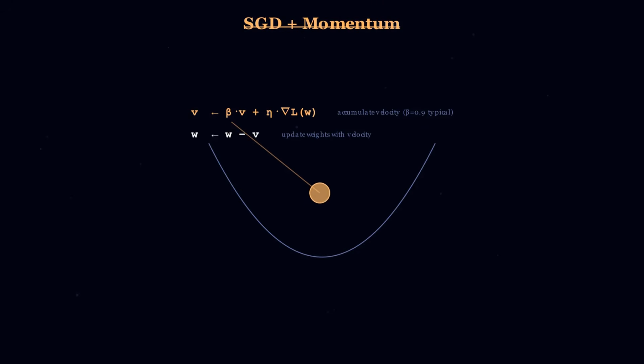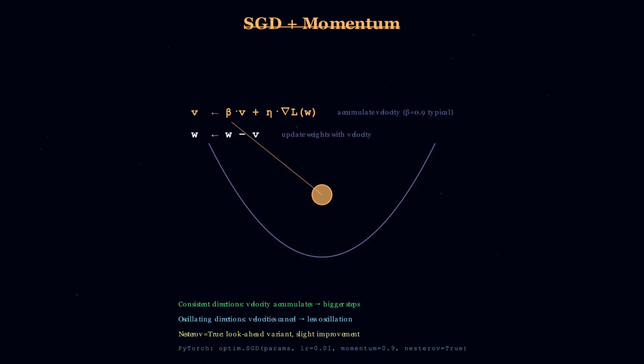SGD with momentum, adding memory to gradient descent. The physics analogy: a ball rolling down a hill. Without momentum, the ball stops the moment the hill flattens. With momentum, the ball carries velocity. It keeps rolling through flat regions and oscillates less in valleys. The update rule: velocity V equals beta times V plus learning rate times gradient. Then weights W equals W minus V. Beta is the momentum coefficient, typically 0.9. It means 90% of the previous velocity is carried forward.